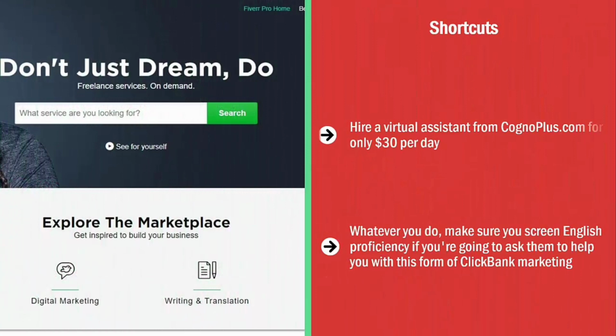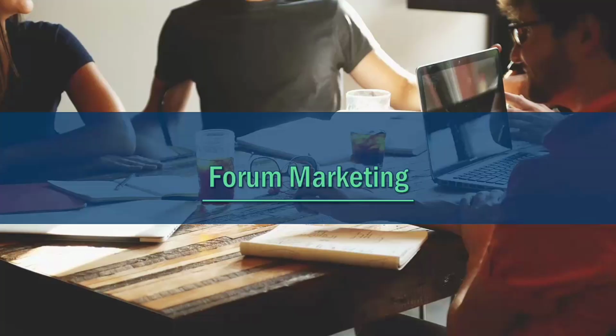Shortcuts. Hire a virtual assistant from CongoPlus.com for only $30 per day. Not only can you set quotas with them, but they only list people who have a college degree and who have a strong command of the English language. Similarly, you can hire virtual assistants from places like Fiverr.com. Whatever you do, make sure you screen English proficiency if you're going to ask them to help you with this form of ClickBank marketing or marketing.